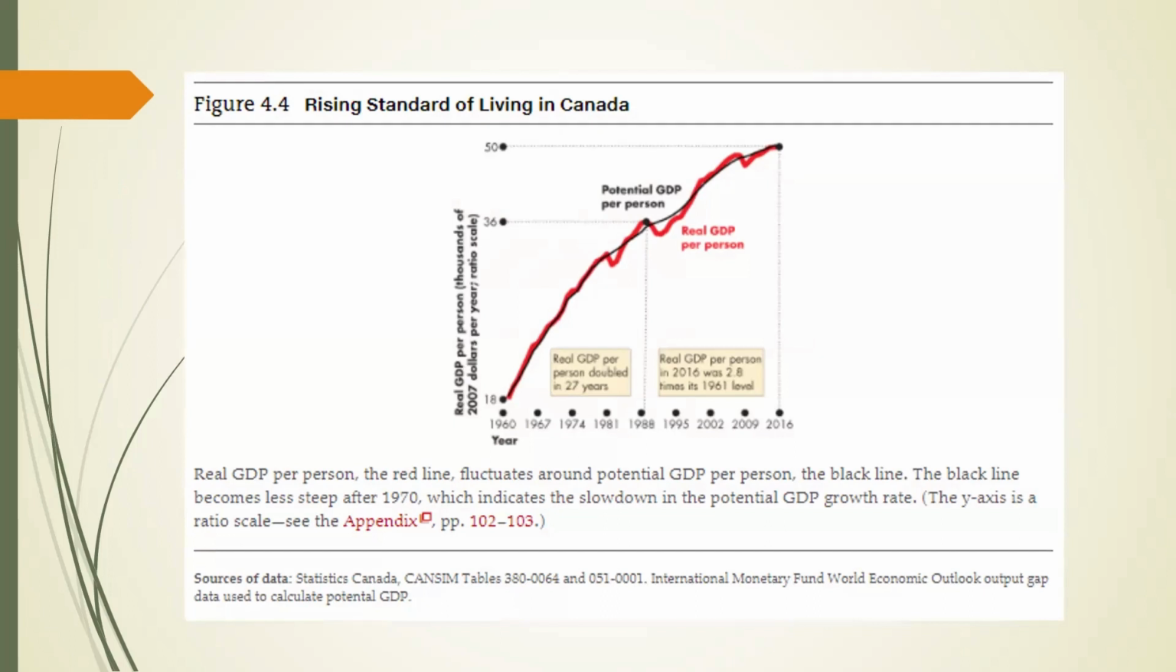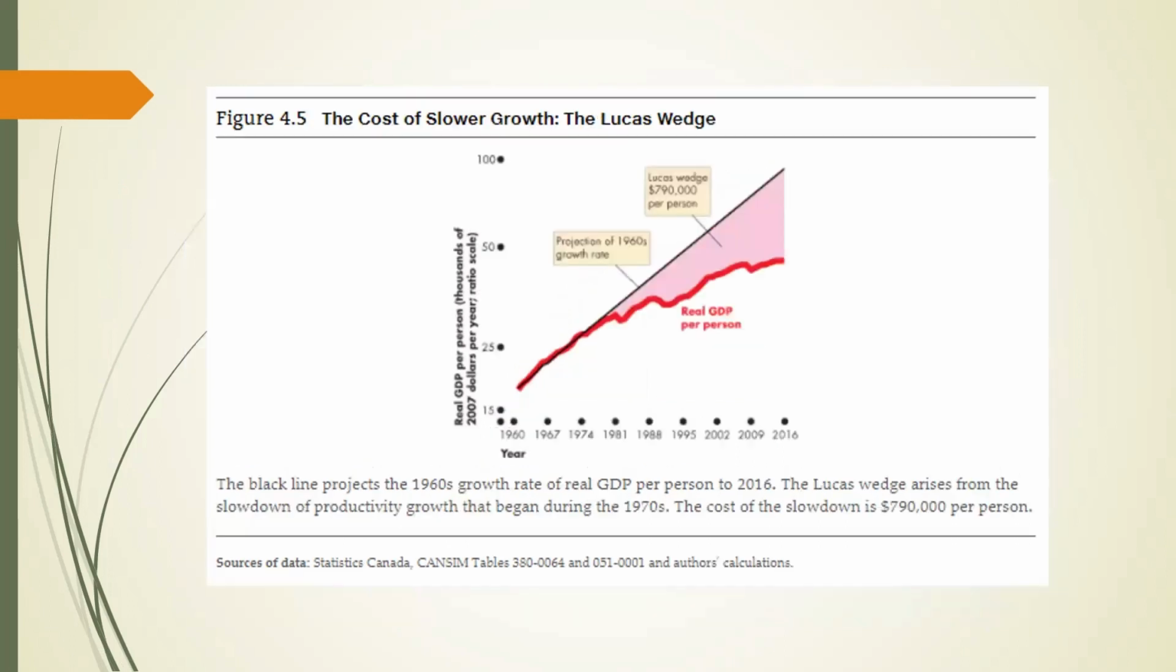Here they usually measure real GDP per person to show the standard of living. Over time in Canada, it increased a lot up until 1988. And then it still increased after 1988, but at a slower rate. But we always want real GDP per person to go up, because that means that our economy for the average person is growing and their quality of life is getting better.